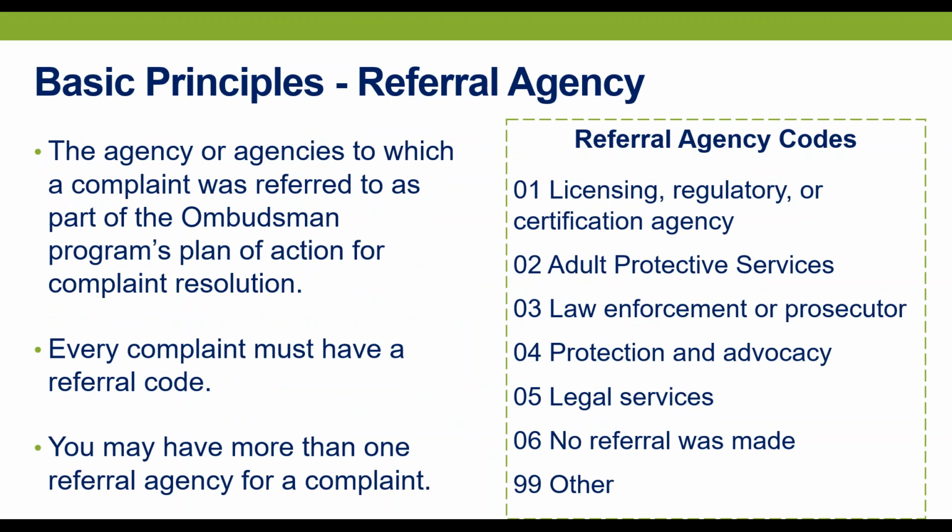Identifying a referral agency code is new in the revised NORS, as referring a complaint to another agency is no longer considered a disposition. Referral agency is defined in Table 1 as the agency or agencies to which a complaint was referred as part of the Ombudsman Program's plan of action for complaint resolution, such as referrals to state licensing and certification or adult protective services. Every complaint must have a referral code. If there was no referral, use code no referral was made, or 06. You may have more than one referral agency for a complaint.